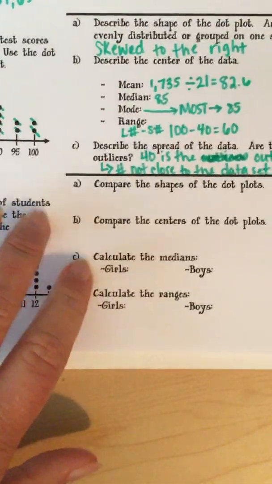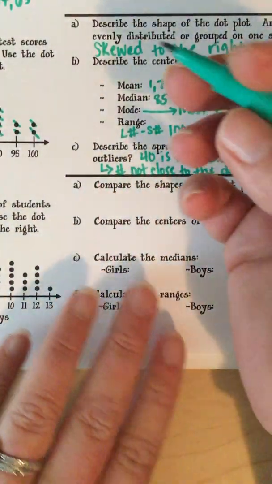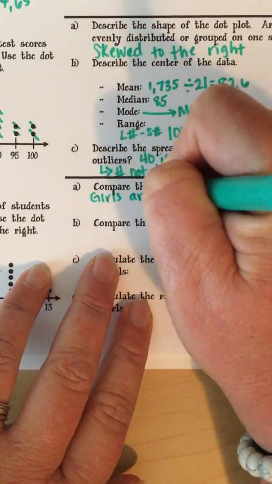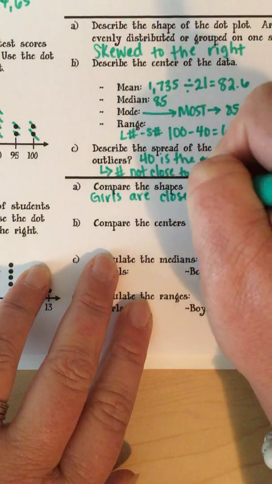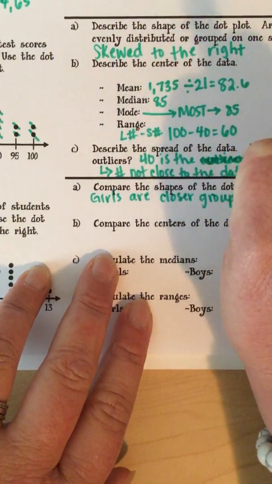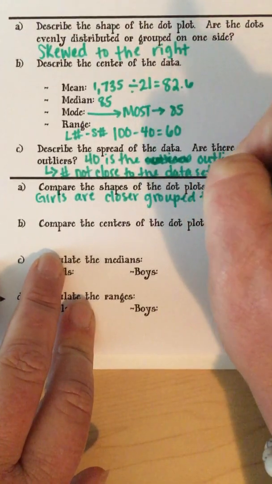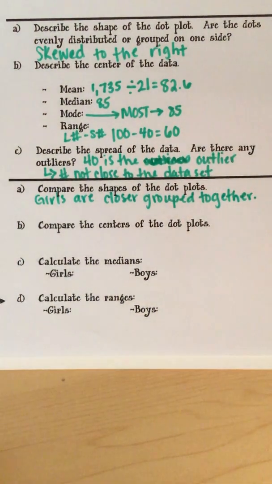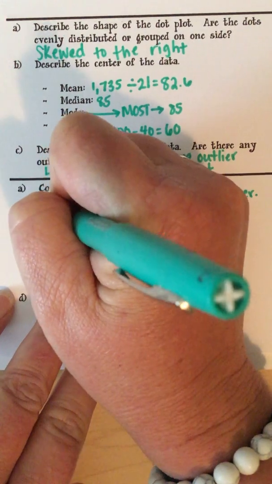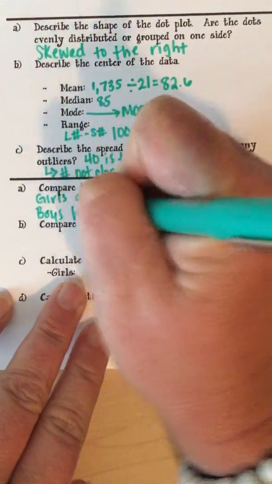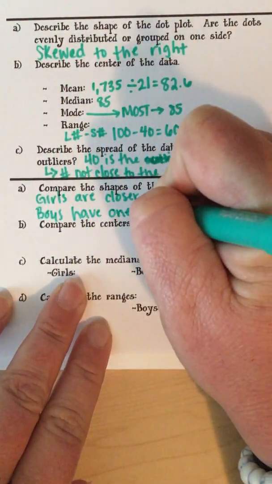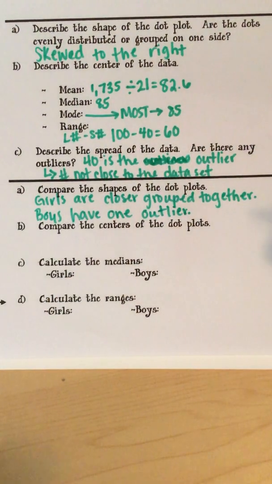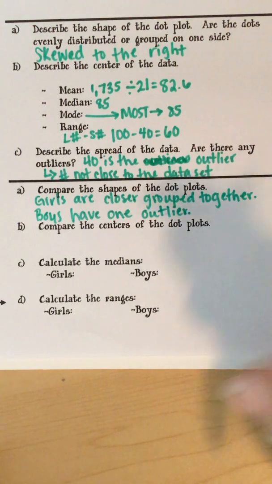So here, I mean, there could be many things that you could say. You could say girls are closer grouped together. You could also say the boys have one outlier. Okay, there's many things, so these are not just the only answers, but these are some of the answers.